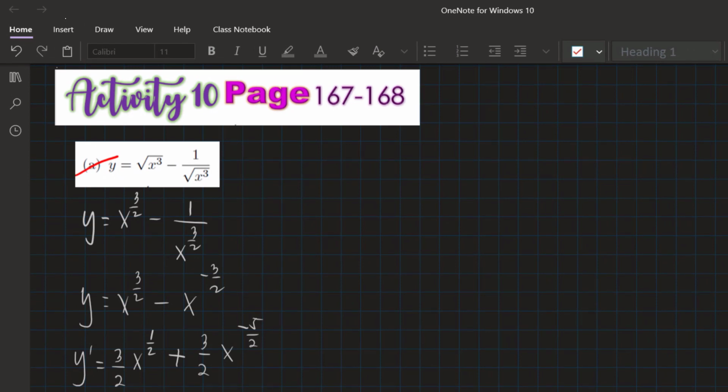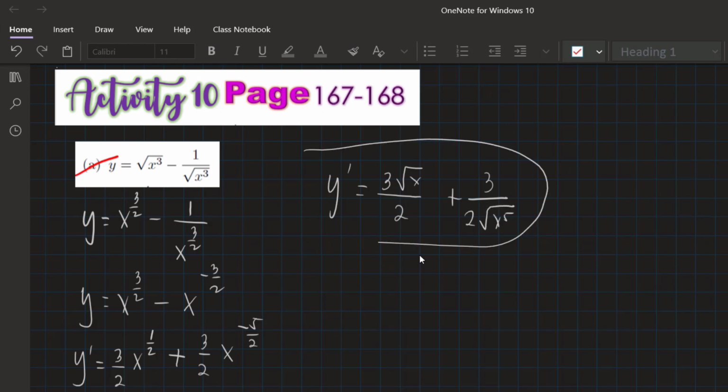Pwede pa natin siyang ibalik sa kanyang radical form. So maging y prime is equal to 3 square root of x over 2 plus 3. Ilagay natin sa denominator yung negative 5 over 2 na exponent. So maging 2 square root of x to the 5th. Yan. So this is our final answer.